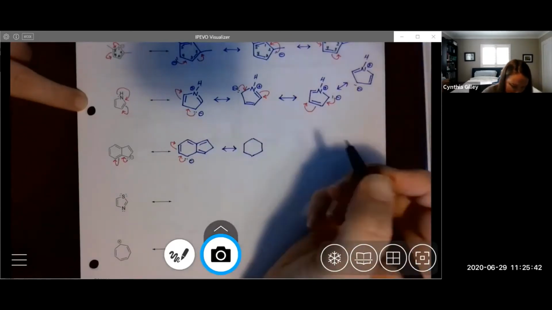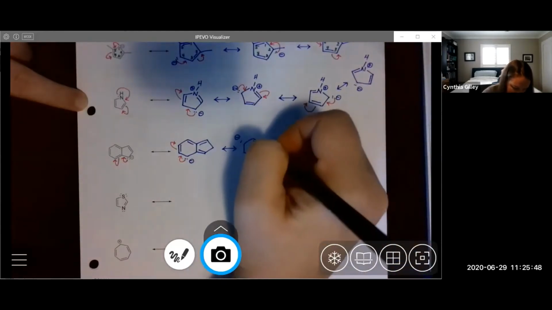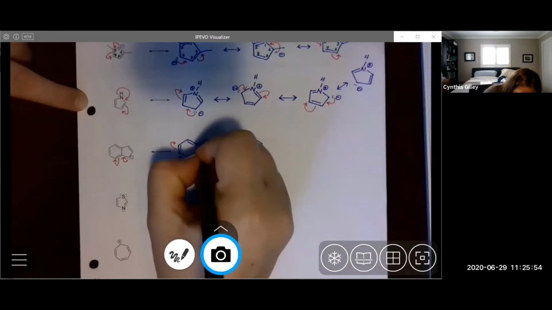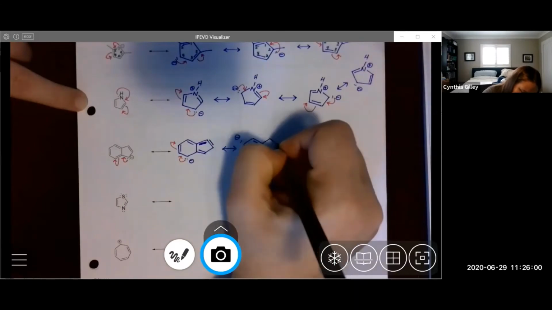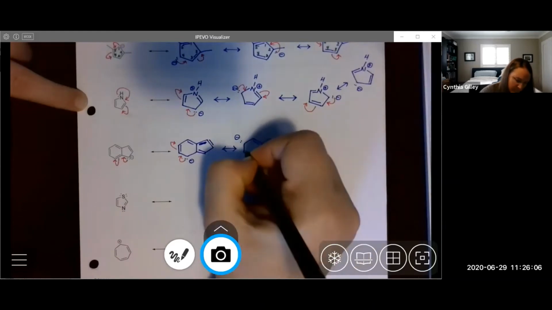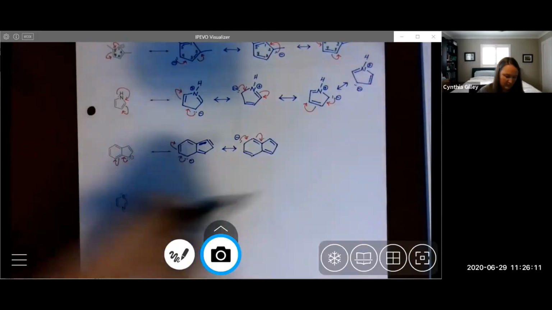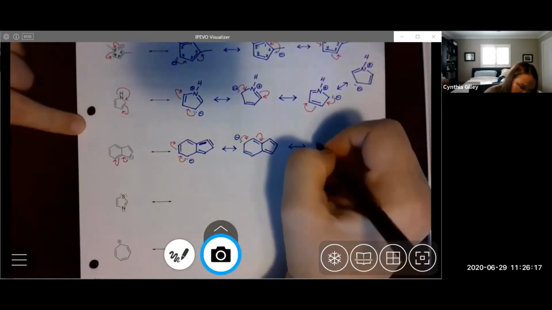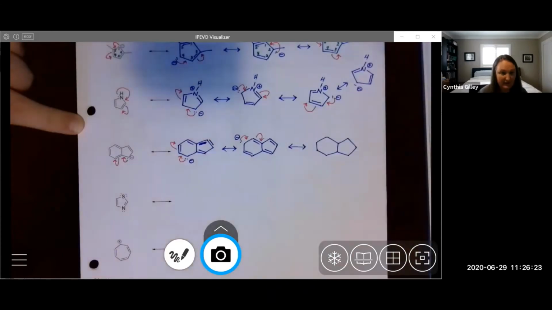I'm trying to fit 9 resonance contributors. Here, here. Sometimes when instructors make these, I just wonder why they can't think about giving a little bit more space.